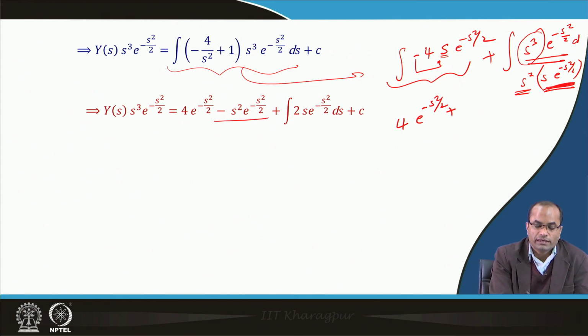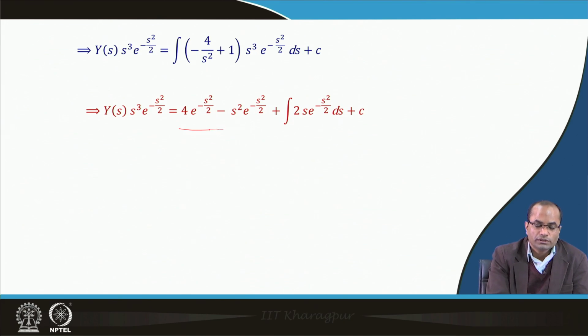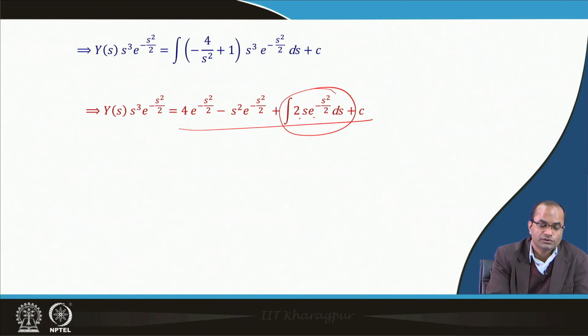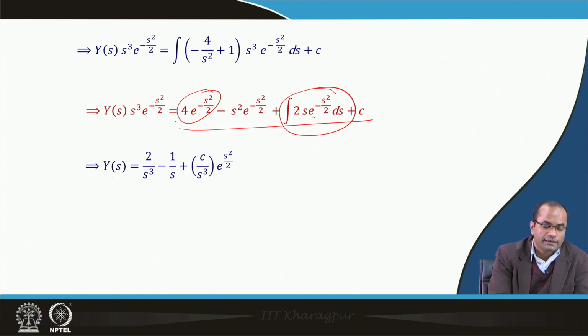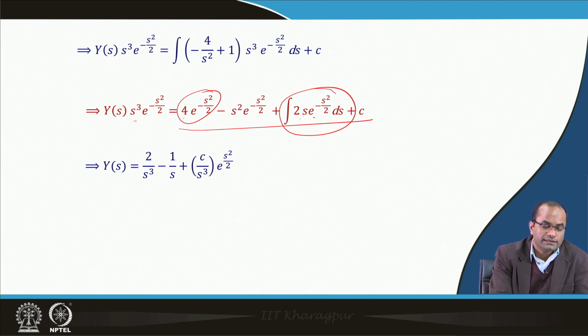So, minus s square e power minus s square. The derivative of s square will be 2s, and again the derivative of e power minus s square by 2, with this minus sign. So it has become plus, and then we have c. Here we can integrate again, and this is again minus e power minus s square by 2 with the 2, here it was with 4. So the 4 will remain, and then minus 2. So this will be like 2 e power minus s square by 2, and then we can divide by this.